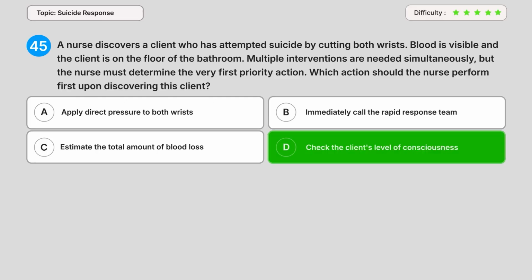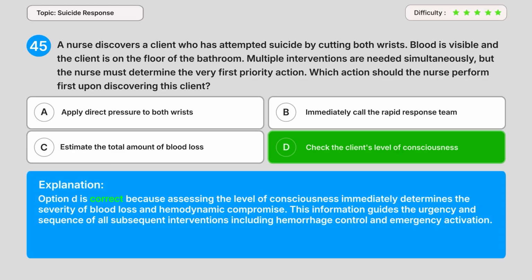Correct answer. D. Check the client's level of consciousness. Explanation. Option D is correct because assessing the level of consciousness immediately determines the severity of blood loss and hemodynamic compromise. This information guides the urgency and sequence of all subsequent interventions, including hemorrhage control and emergency activation.